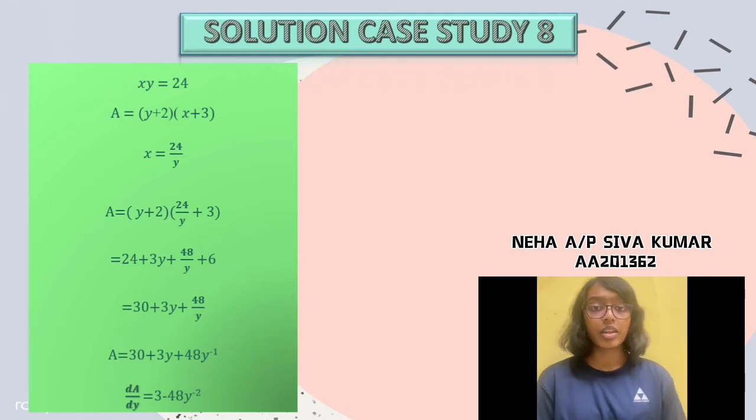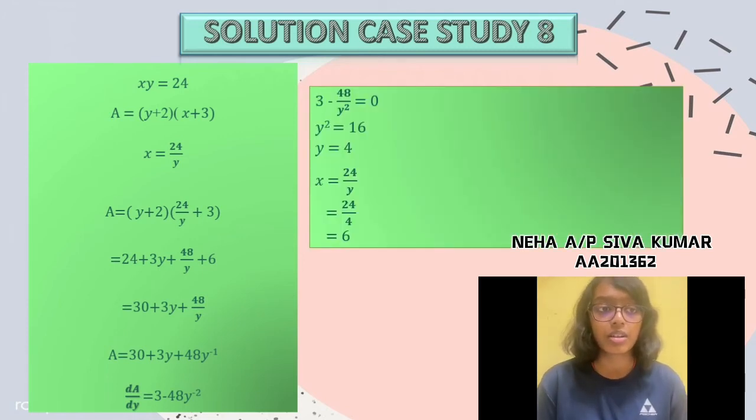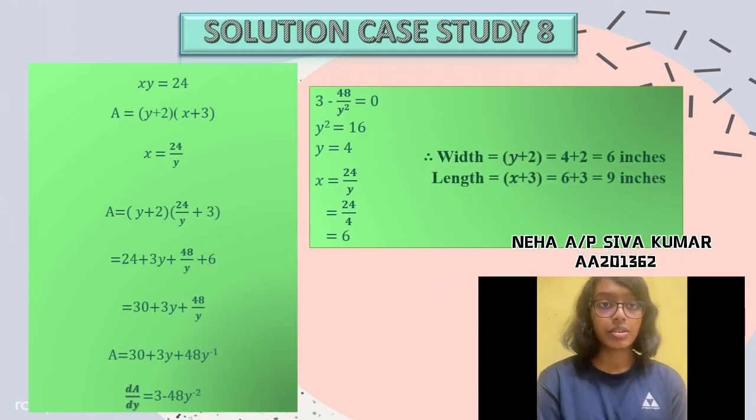Then set the derivative equal to 0 to find the value of y. You will get 4, and then sub the value of y into the previous x in terms of y equation. Then you'll get the value of x. To find the width, sub it into the equation. So you'll get a width of 6 inches, and a length of 9 inches.